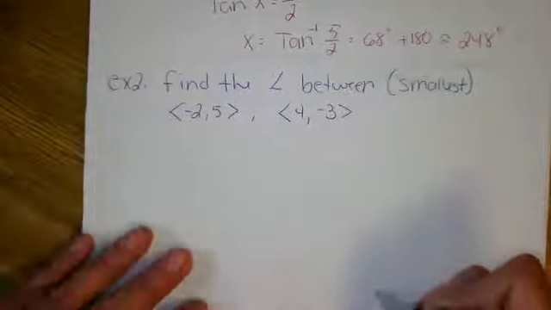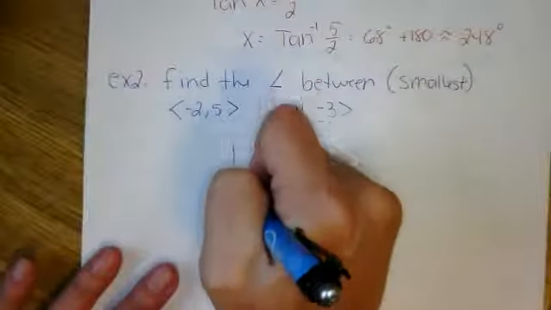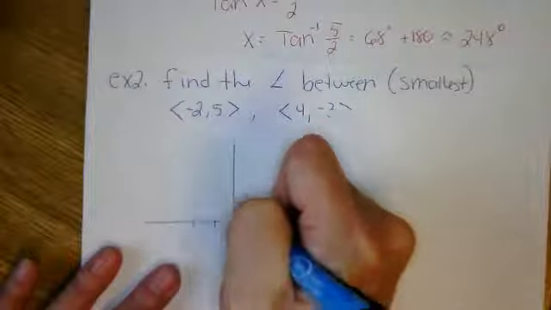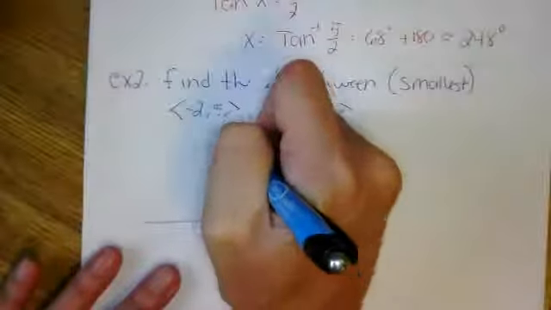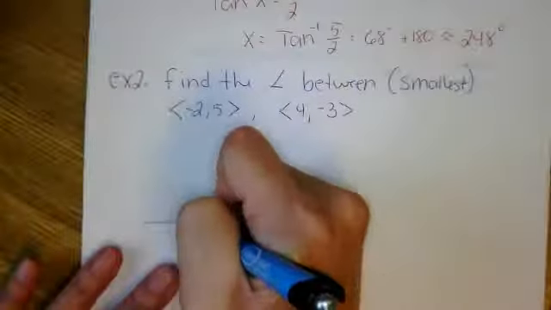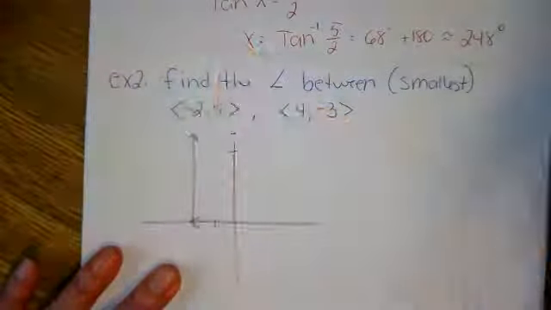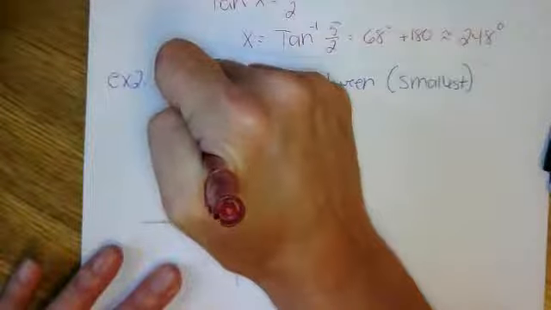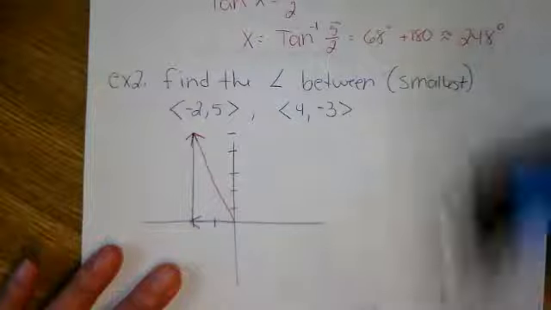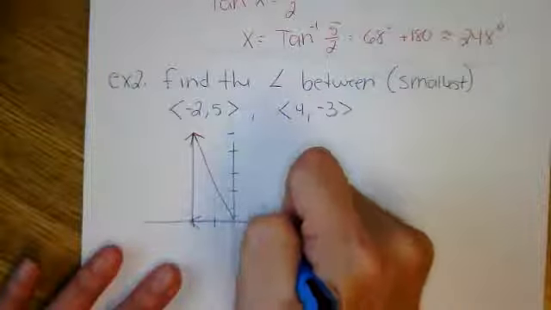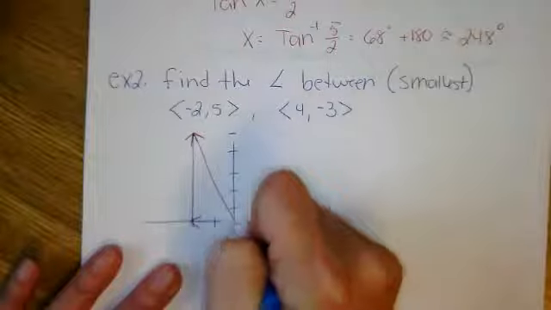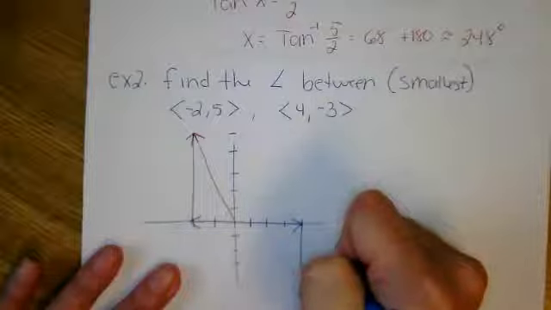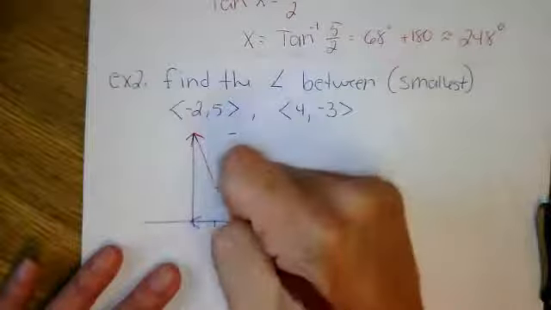So sketch it and see what we're actually looking for. So -2, then a +5. So left 2, up 5. So the resultant vector there is in the second quadrant. And then our second vector, right 4, down 3. So right 4, down 3. Here's our second vector.